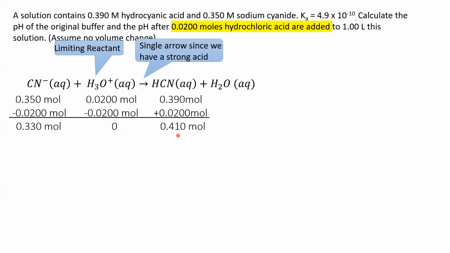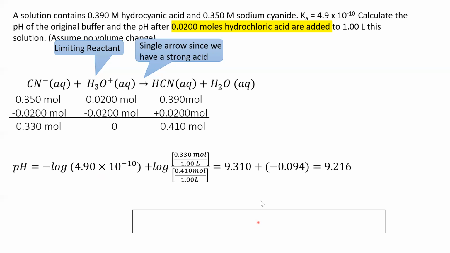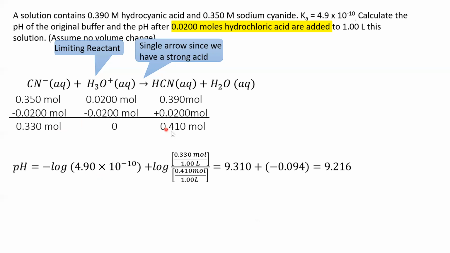So now we can calculate what the new pH is going to be after we add this acid to our buffer solution. So the negative log of the Ka gives us pKa. But now the values of our base and our acid have changed slightly because the buffer consumed the acid we added to it. So now the base is 0.330 and the acid is 0.410. So the pH does go down just a little bit, but it doesn't go down nearly as much as if we were to add that acid just to water. And that's what buffers do.